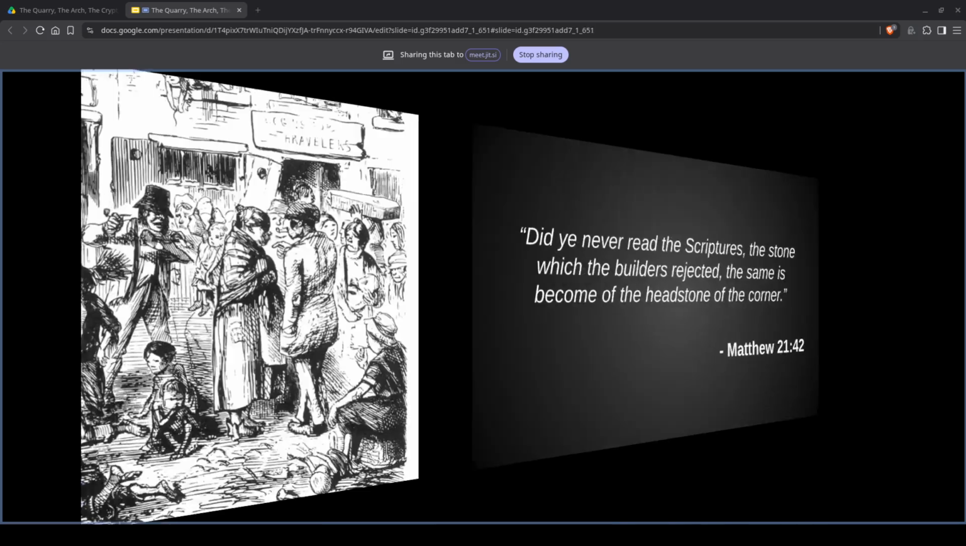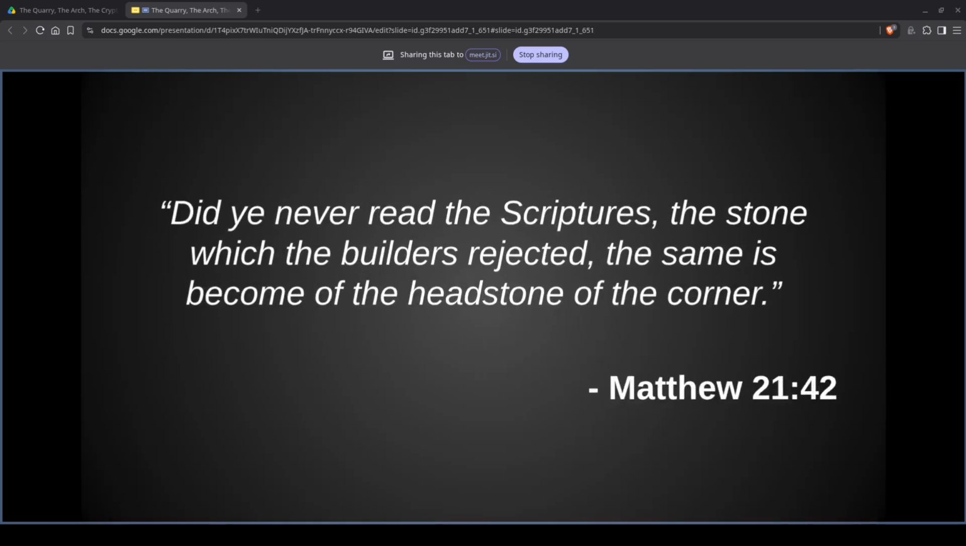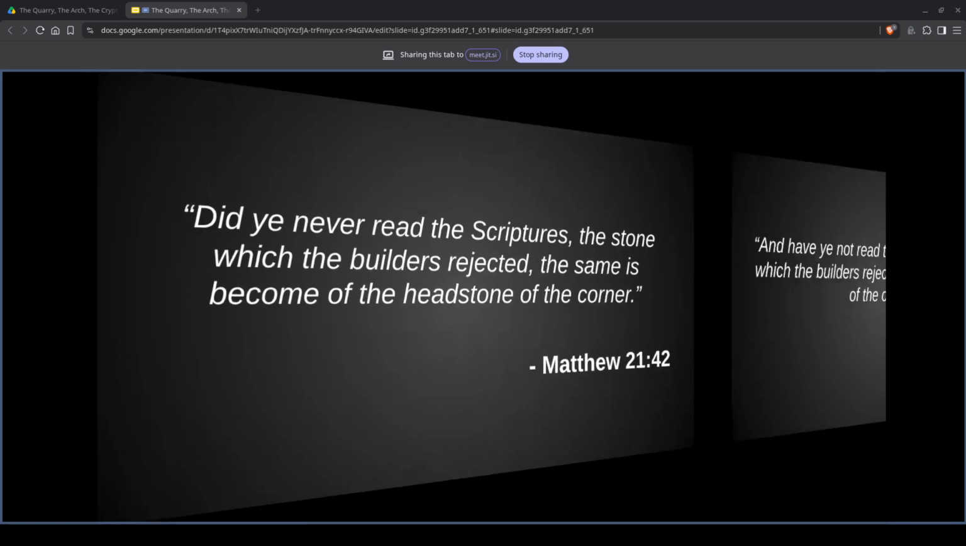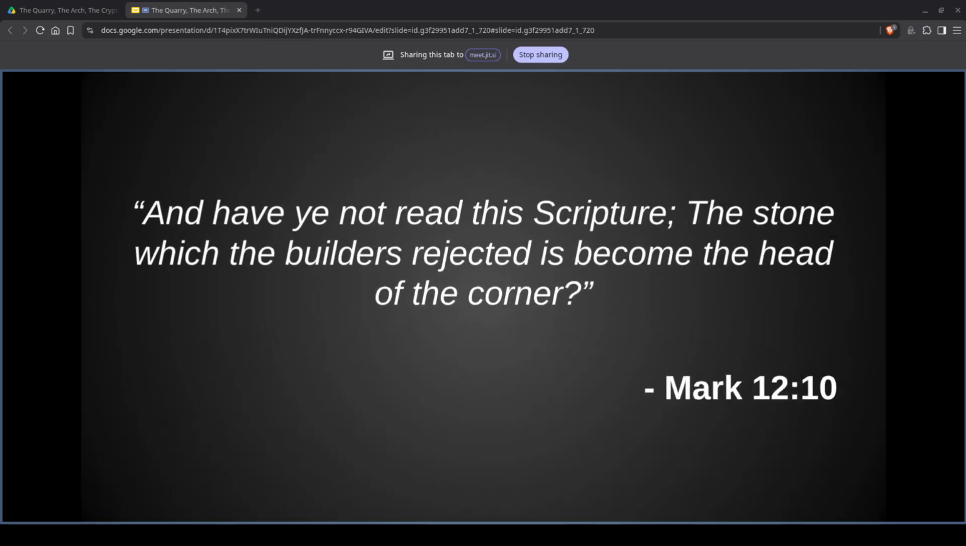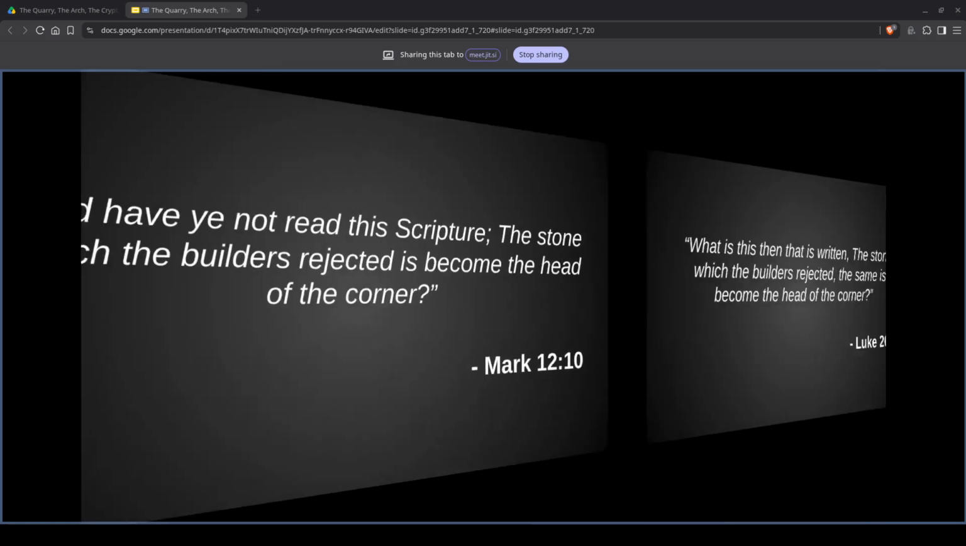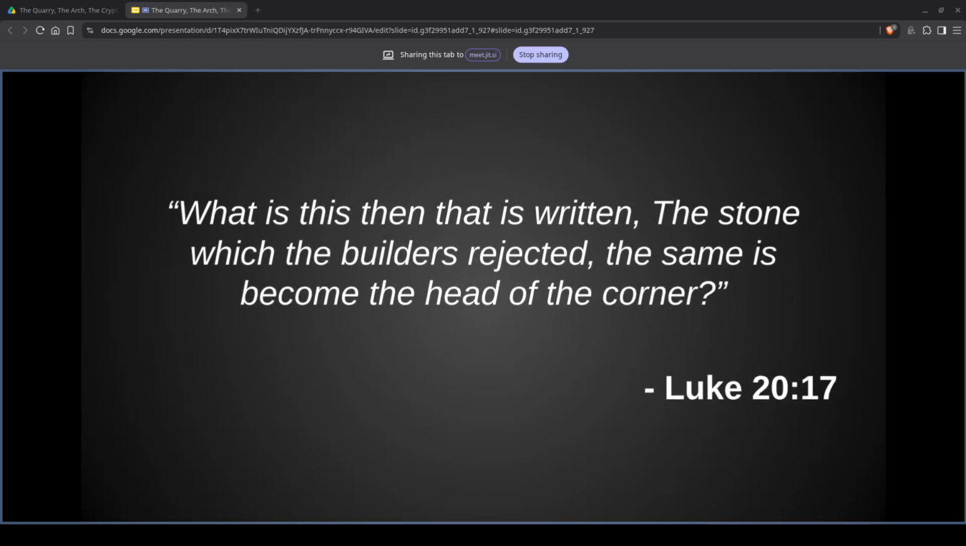Jesus said, did you ever read the scriptures? The stone which the builders rejected has become the headstone of the corner. That's in Matthew. Here it is in Mark. And have you not read this scripture? The stone which the builders rejected has become the head of the corner. Again, in Luke, what is this that is written? The stone which the builders rejected, the same has become the head of the corner.